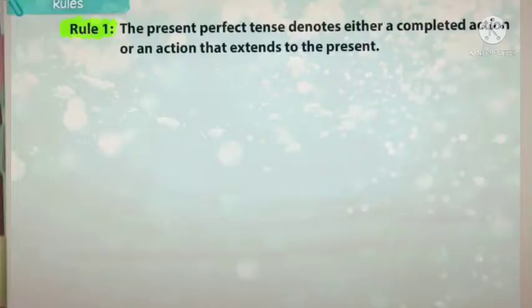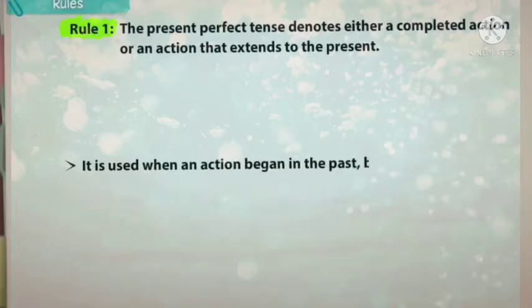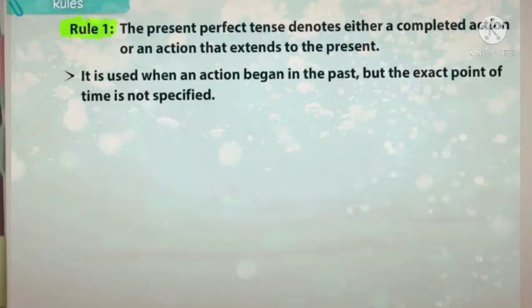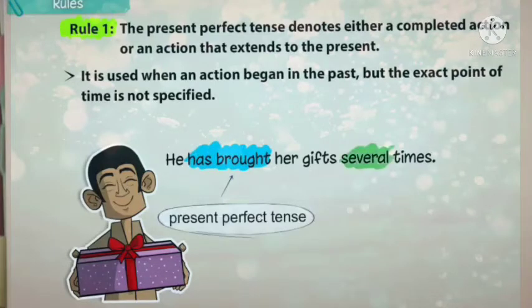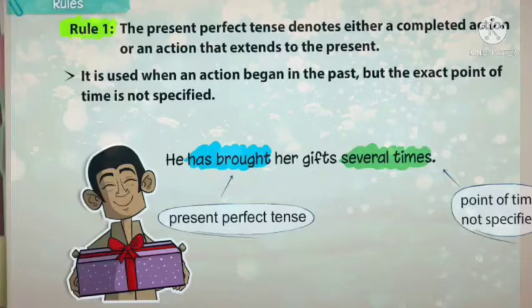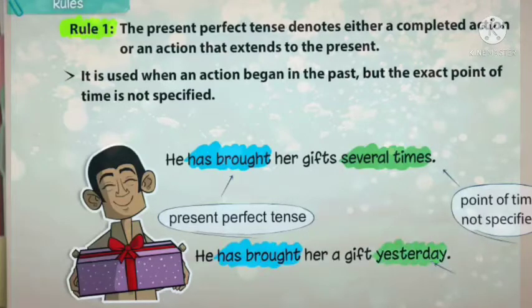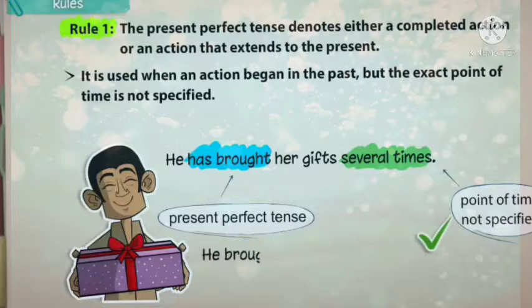The present perfect tense is also used when an action began in the past, but the exact point of time is not specified. For instance, in this sentence, the present perfect tense has brought has been used because no exact point of time is specified here. The present perfect tense is not used when a specific time in the past, such as yesterday, is mentioned. In such cases, you use the simple past.